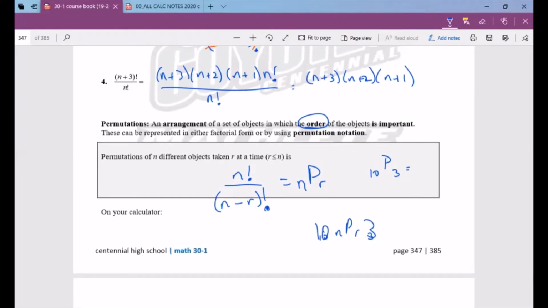Algebraically, numerically, what would that give us? That would give us 10 factorial over 10 minus 3, which is 7 factorial. So that's the one that we just did above in question number 2.